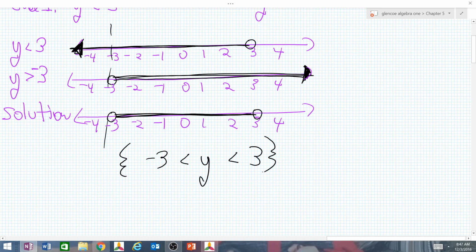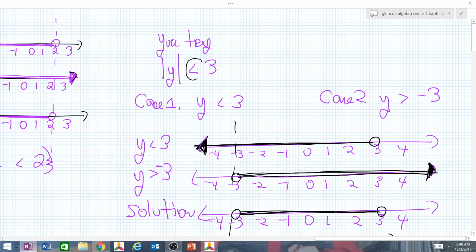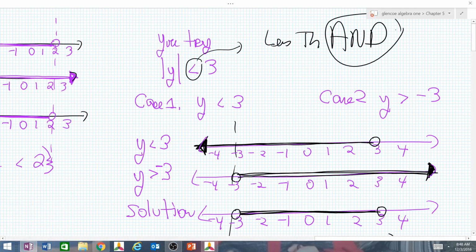Yes? How would you know if it's an "and", or did you just go off because they have different signs? Okay, how do you know? Because you look at the original problem. The original problem is less than. So this is less than. That's how you know. You always look at the original problem. Okay, let's go to the second part of our lesson.